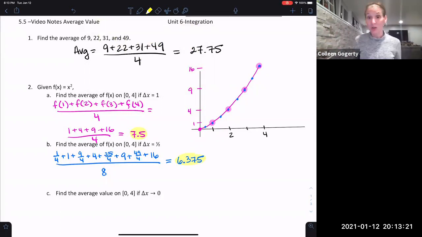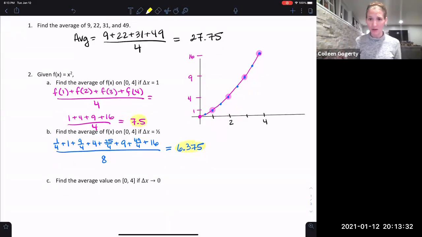If I asked you to make the change in x be 0.1, so every tenth, what do you think would happen to our average? Well, I didn't put it on my paper, but if I started asking you for more and more values to calculate, in other words, making our change in x go closer to 0, think about it. If my change in x was 0.1, I'd have an output at 0.1, 0.2, 0.3, 0.4, 0.5, 0.6, 0.7, and on and on and on. I'd have 40 values by the time it was all said and done.